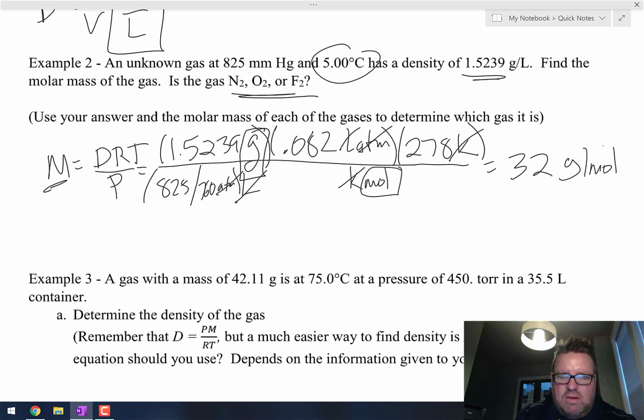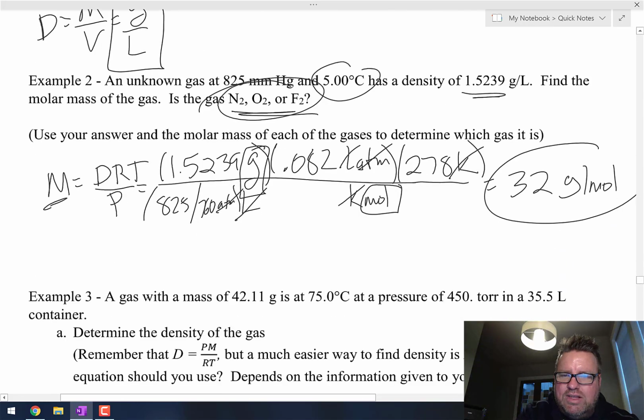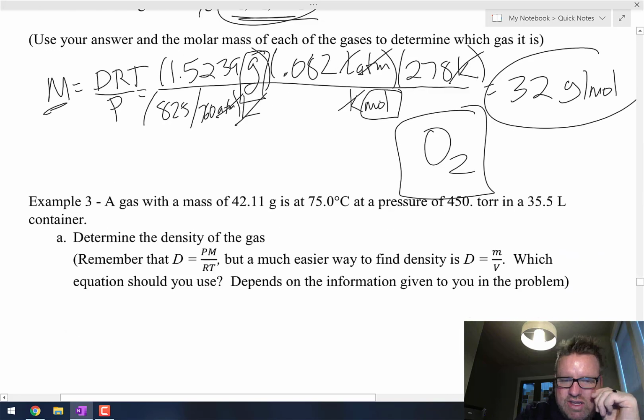Now, what gas is it? Which of these 3 gases has a molar mass of 32 grams per mole? Of course, that is oxygen. Oxygen is 16. There's 2 of them, so it is oxygen.